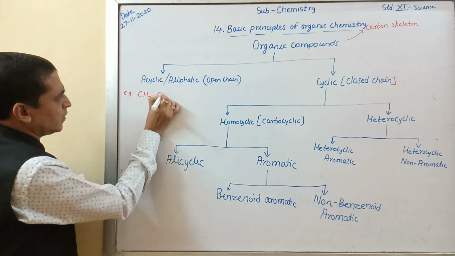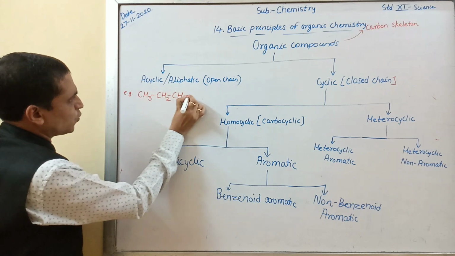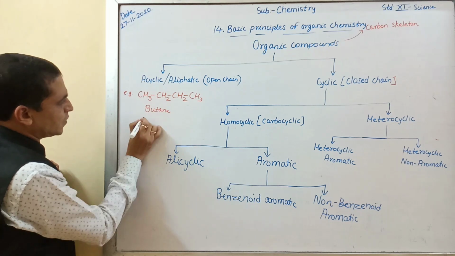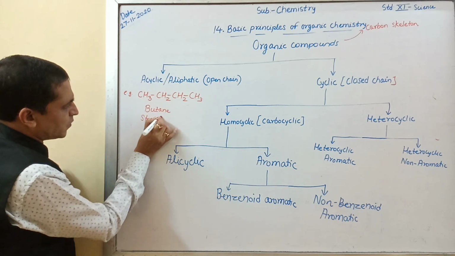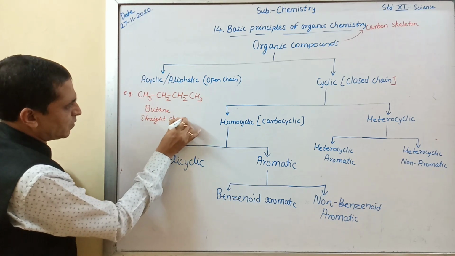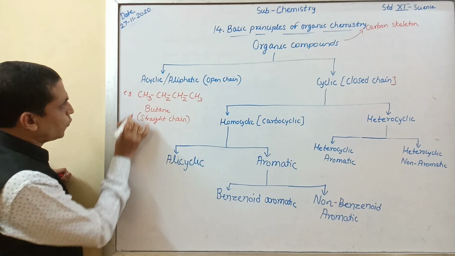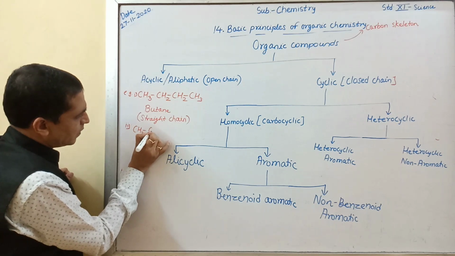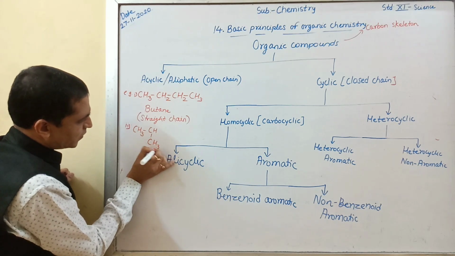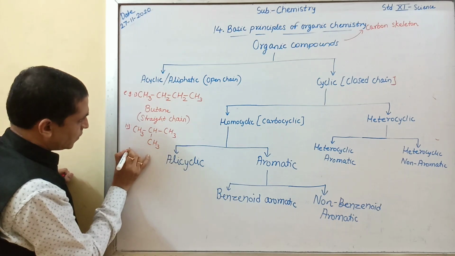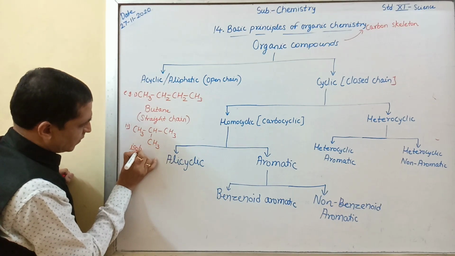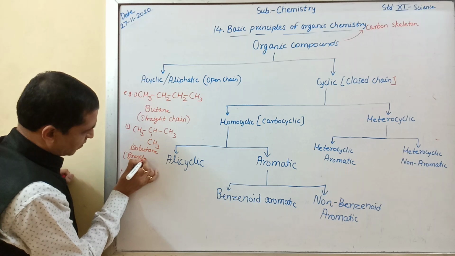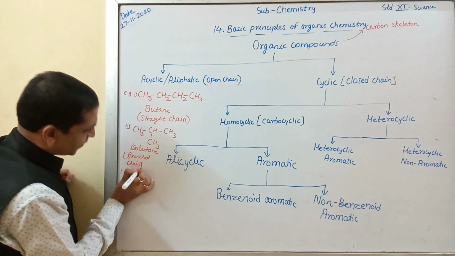See the example: CH3, CH2, CH2, CH3. This is the structure of what? Butane, and it is a straight chain compound. Now see the second example: CH3, CH, put here CH3, CH3. It is called what? Isobutane. And it is what? Branch chain. It is a branch chain compound.